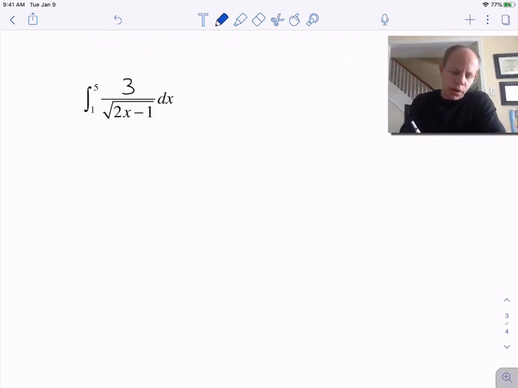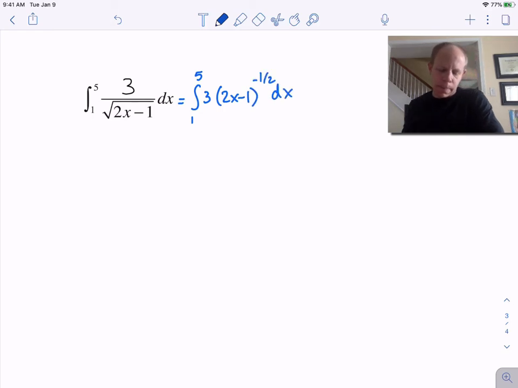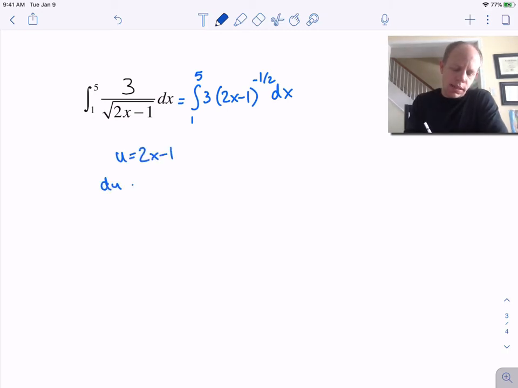All right, so the first thing we're going to do on this problem is rewrite it to get the radical out of the denominator. So this will be the definite integral from 1 to 5 of 3 times (2x minus 1) to the negative 1/2 power. Okay, so we're going to let u be that inner function again, so u equals 2x minus 1. We're going to find du is going to be 2 dx. Solve for dx, so divide by 2, and that cancels.